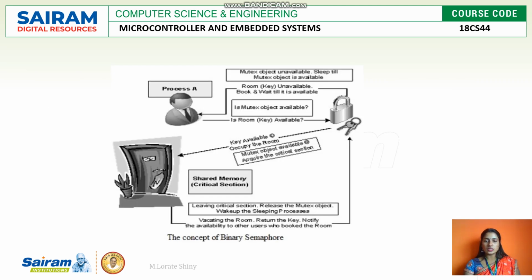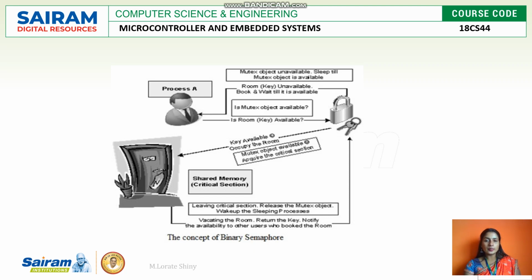We can compare the concept of binary semaphore with a dormitory system for accommodation. In a dormitory, there is a big room and many beds are available for the users. Anybody who wants a bed can go and request the caretaker. If a bed is available, the user can avail the bed and share the fan, TV, and washrooms, everything with the roommates.